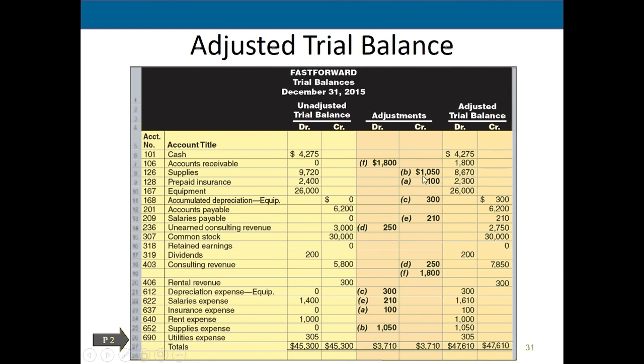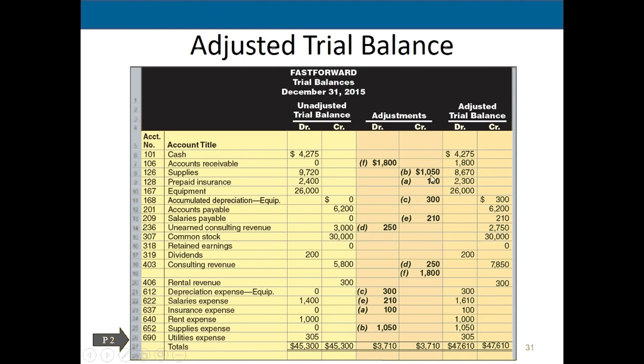Let's talk about why it has that $1,050 credit. Probably because we used up some supplies. Would that have been an adjusting entry? Yeah. Remember what I said? You buy supplies and you stick them in a closet, and eventually those supplies are going to get used. Well, how do you ever figure that out? You go take a supply inventory at the end of the month. That's what you do, right? So you go and you count the supplies in your closet and you realize it's not worth $9,720 anymore. It's worth $8,670.